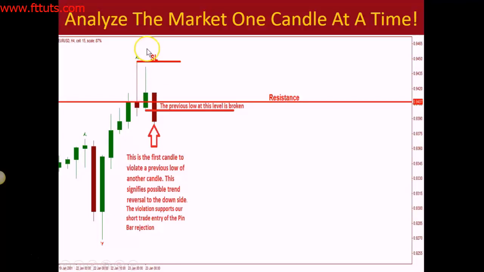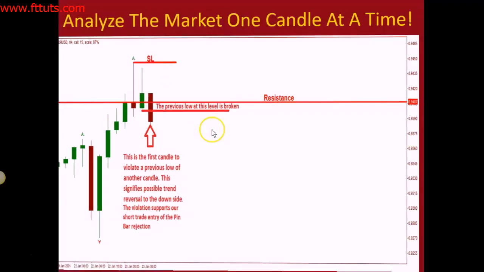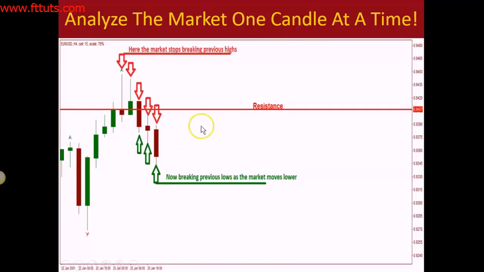All right, and we walked this just like a zone walk. All right, and I showed you how to walk wick trades also. And then you can see what happens here. The market stops breaking previous highs. So it was breaking previous highs. It wasn't breaking previous lows. It was breaking previous highs. And then finally it stops. Now the market's breaking previous lows as the market moves lower. You can see it breaking previous lows. Boom, boom, boom. Broke this low, this and this. And then no high is broken as that takes place.